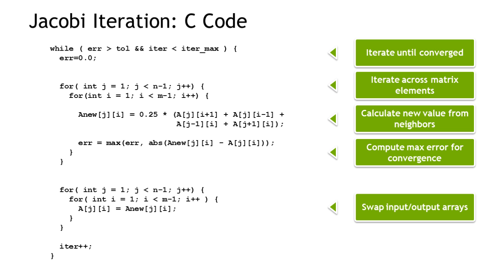This next nest of for loops, I go across all matrix elements. I figure out my next value based on the value of my neighbors. And then lastly, I figure out what's known as the error value, and that error value is the rate of change. When my value stops changing very much, that's when I call it converged. And lastly, I have a second set of for loops here where I swap the input and output arrays.